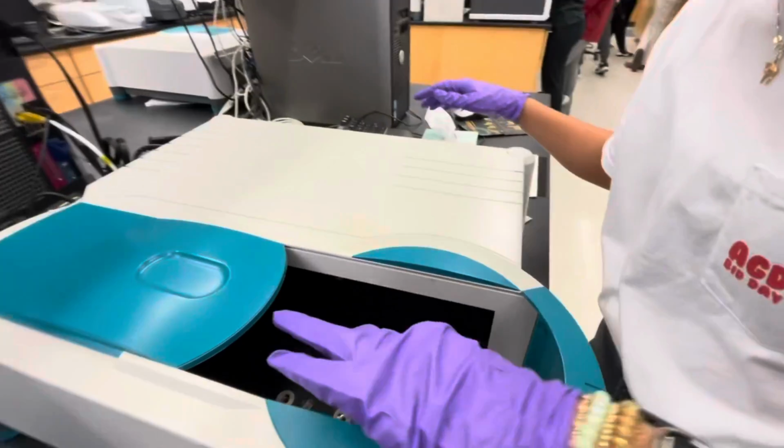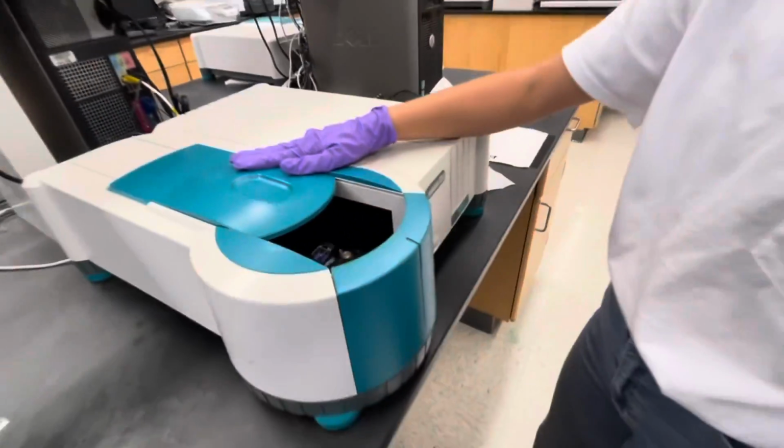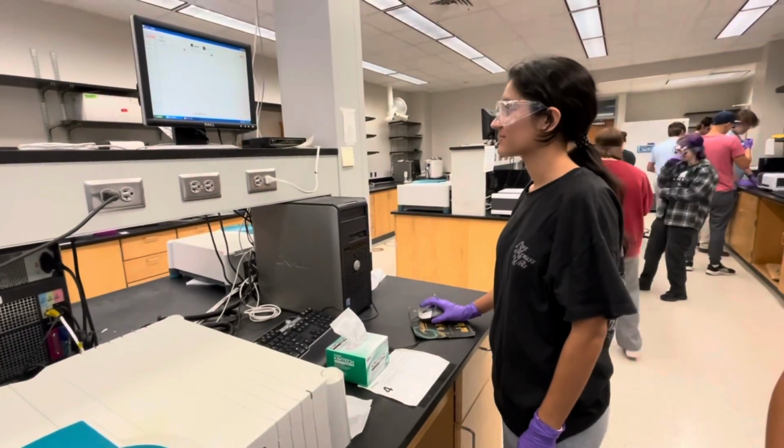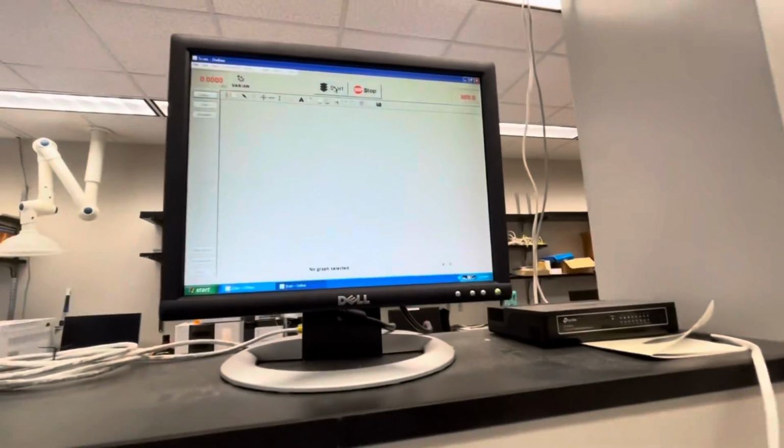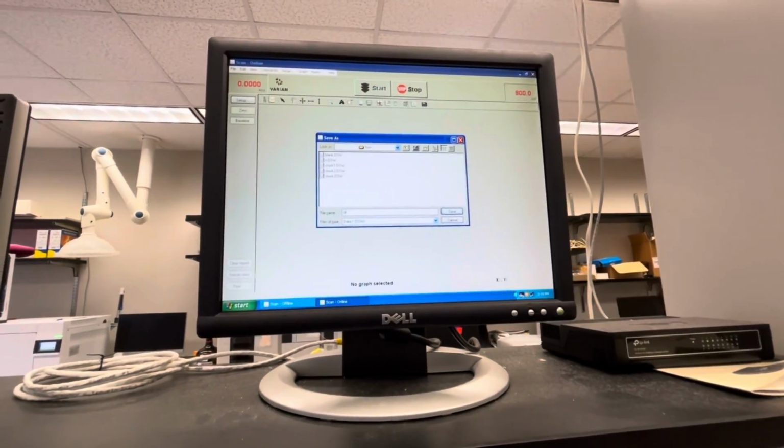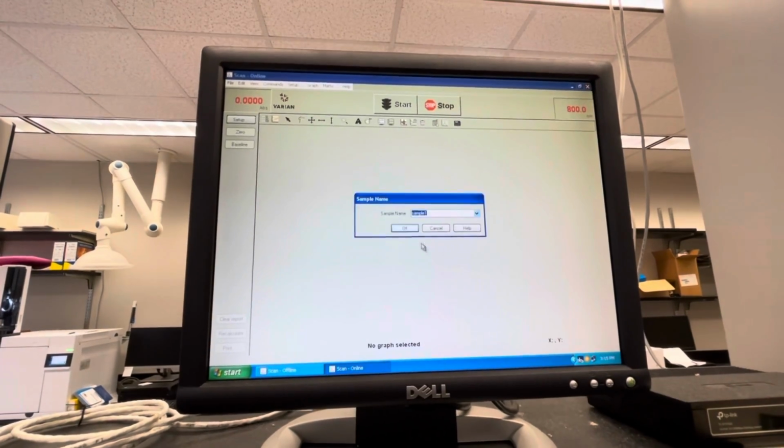Then we took out our blank and repeated the process with our stock solution. We wiped our stock, placed it in the spectrophotometer, and closed the lid. Then we pressed the start button, named our file, and generated a graph.